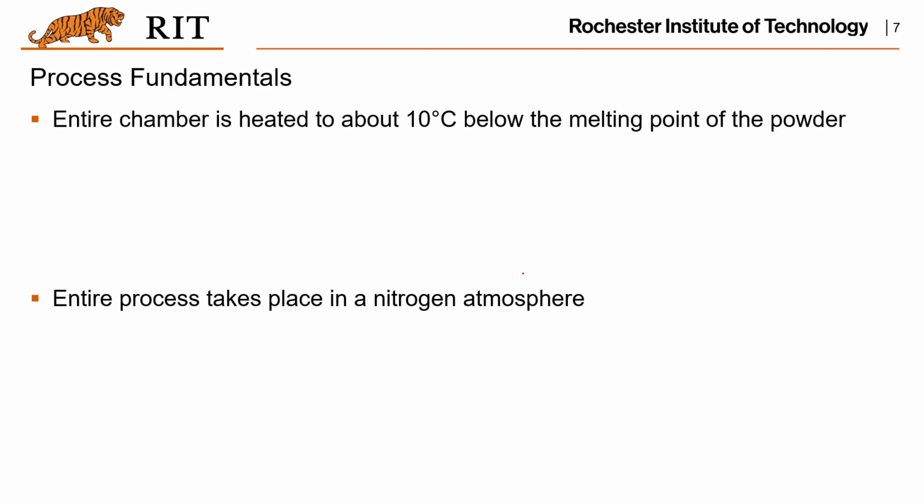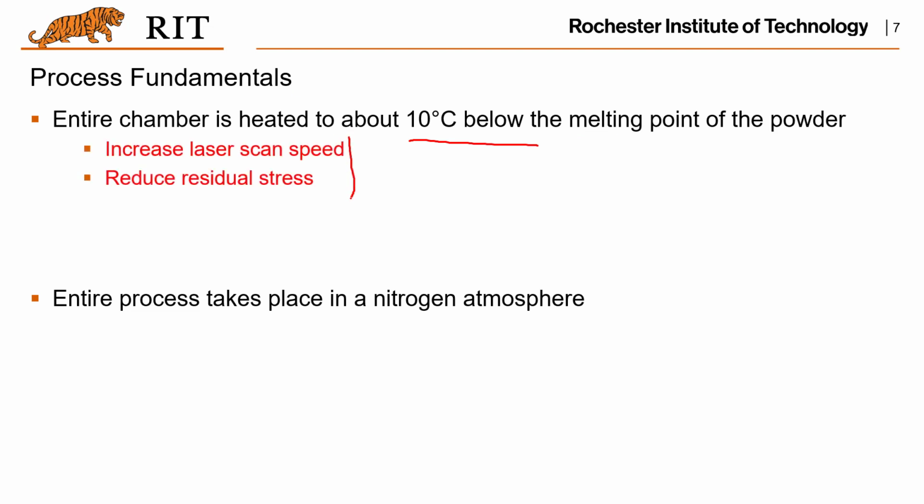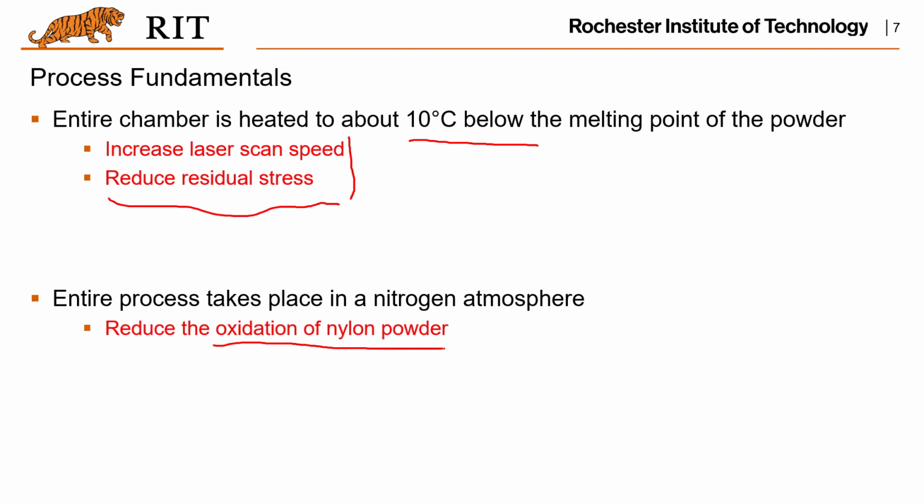Again, the entire chamber is heated to about 10 Celsius below the melting point of the powder. The benefit is, first, increasing the laser scanning speed, and second, reducing the residual stresses. Another thing is the entire process will take place in a nitrogen atmosphere in order to reduce the oxidation of the nylon powders.